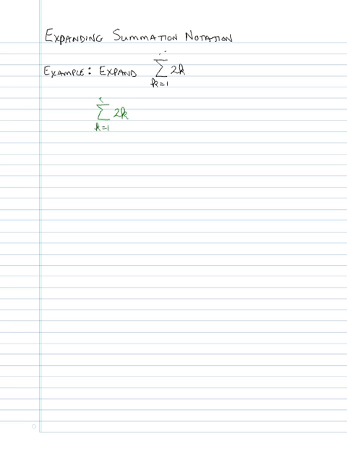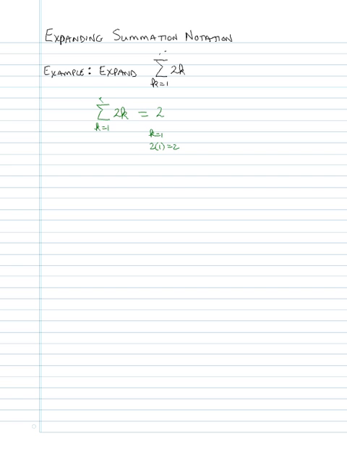So remember what we're doing. We first start out with K being 1. And when K is 1, then we have 2 times 1, or 2. So that's the very first piece that we're adding. See, 2 would be the first term in the list that's called the sequence.